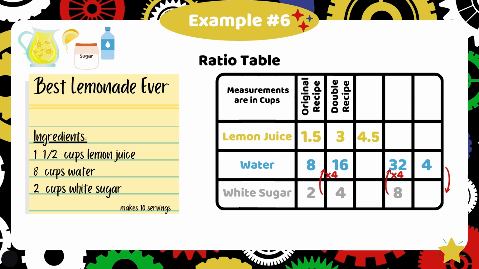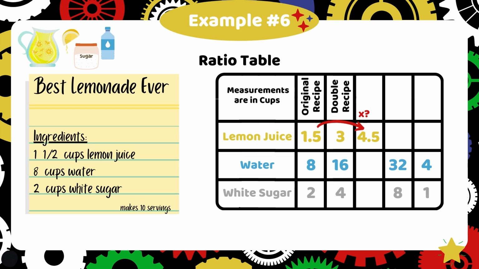If going from the amount of sugar to the amount of water is times 4, how do we go from the amount of water to the amount of sugar? We would have to do the opposite, divided by 4. And 4 cups of water divided by 4 is 1 cup of white sugar. It looks like for every 1 cup of white sugar, we need 4 cups of water.